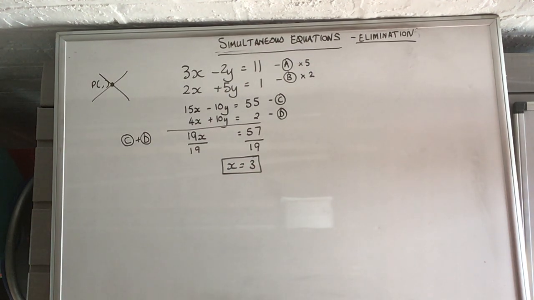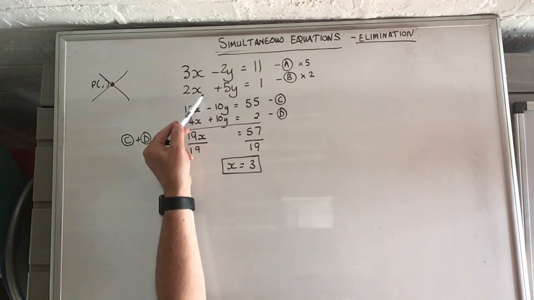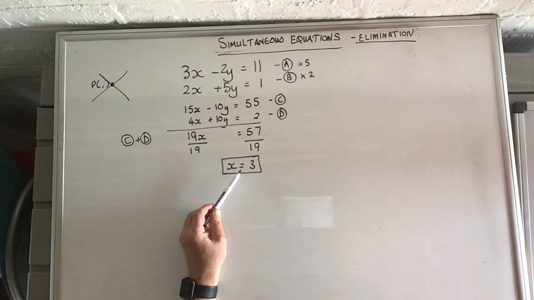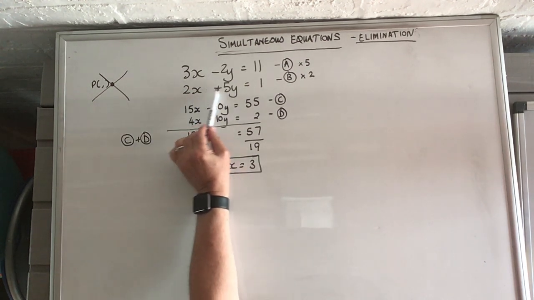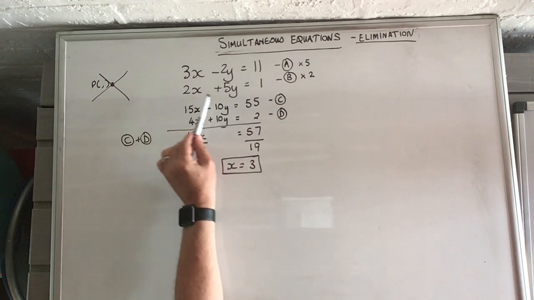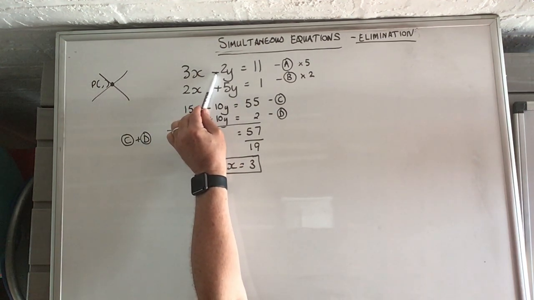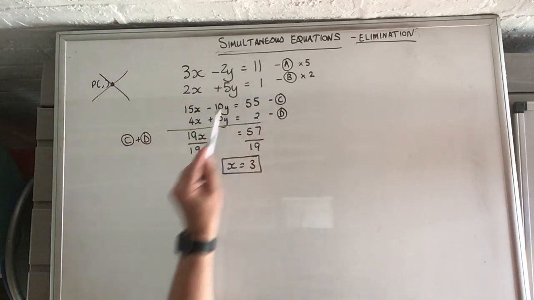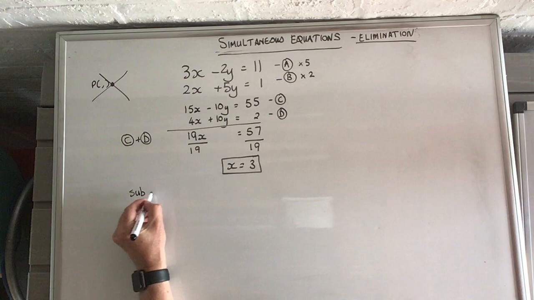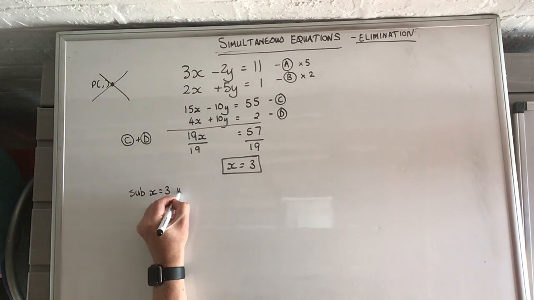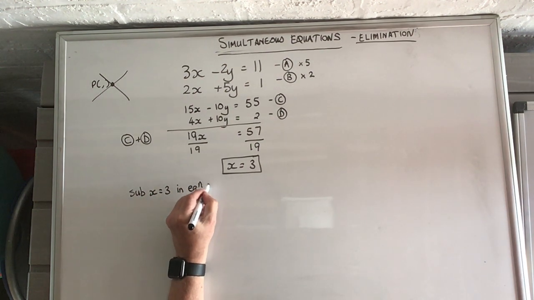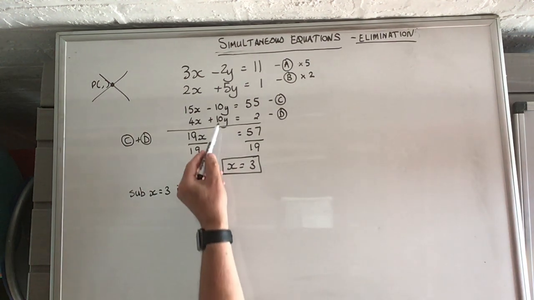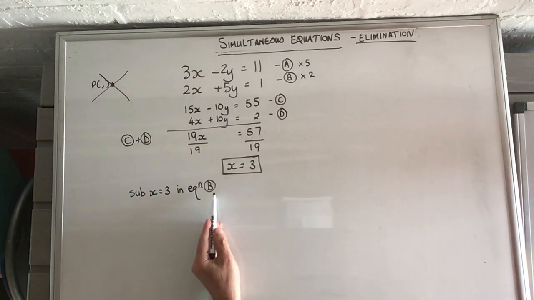So how do we find the y value? Well, we just pick one of these and we substitute x in and we solve it. Now, I'm going to substitute it into B, because if I put it in here, I've got a negative here and it can get a wee bit messy. So keep it nice and simple. I'm going to substitute x equal to 3 into equation B. We could substitute it into that, or that. Doesn't matter. I'm just using B this time.